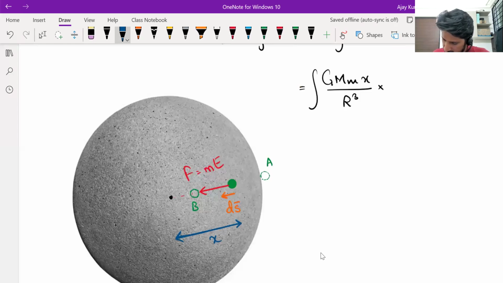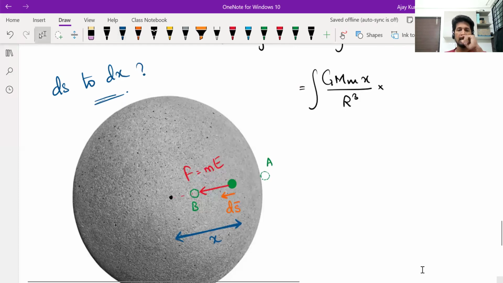So can one of you tell me how displacement ds can be related to change in x, dx? How to relate ds to dx? Are they equal, or is there any adjustment to be made? Think carefully and answer.